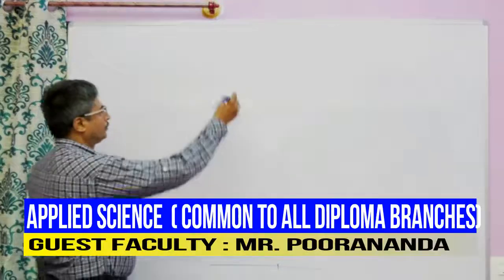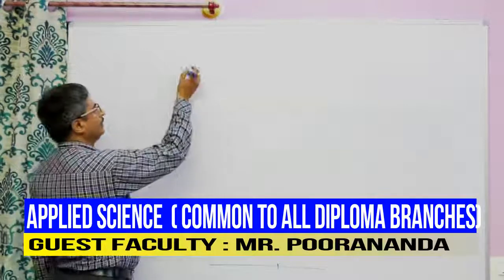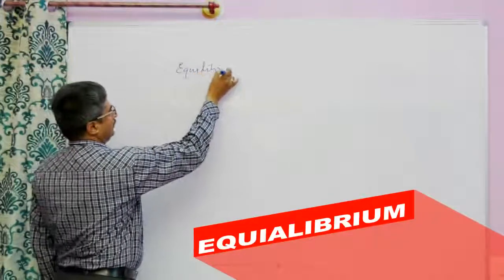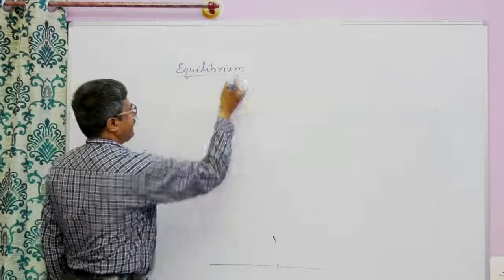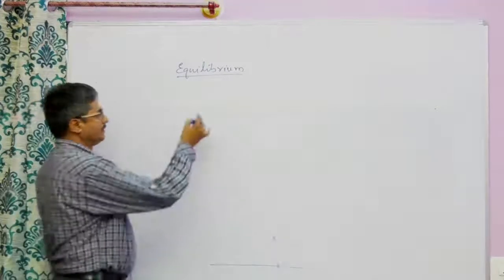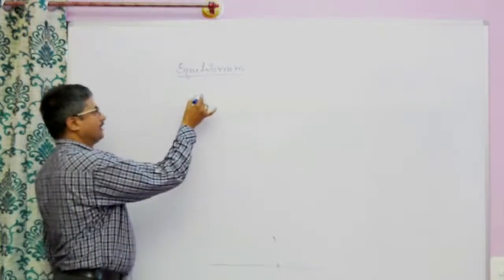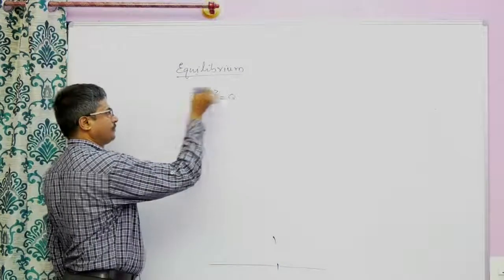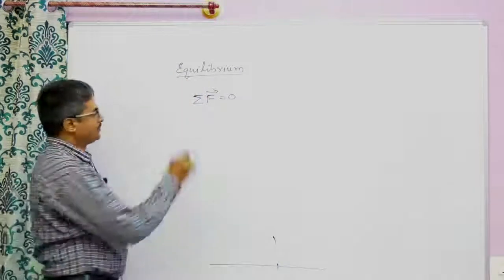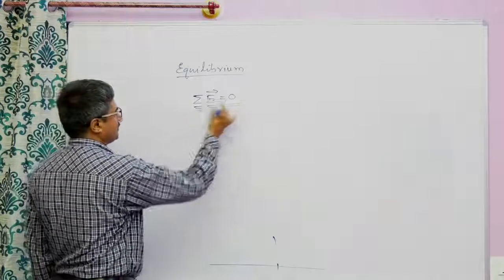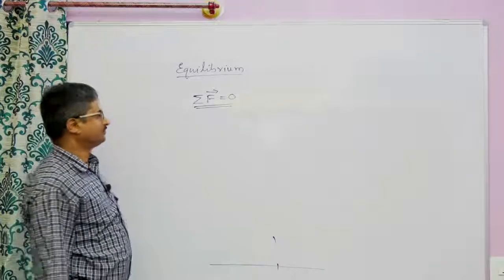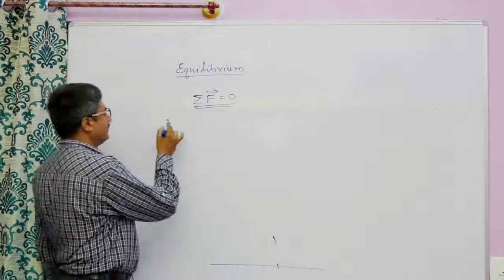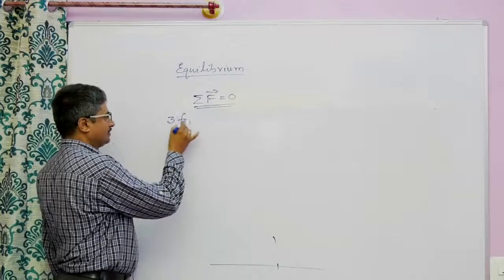Today we are going to discuss equilibrium of three forces. Equilibrium means a body is said to be in equilibrium if the vector sum of all forces is 0. If the vector sum of all forces is 0, then it is said to be in equilibrium. Here we are considering the case of three forces.